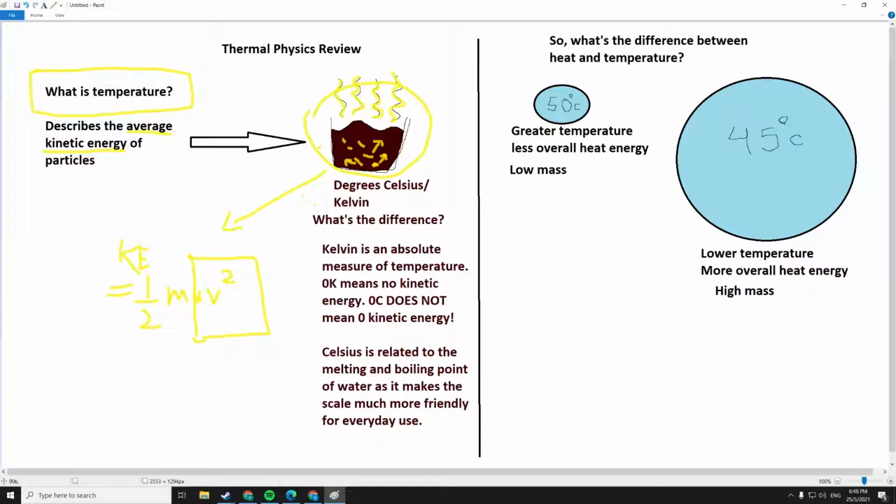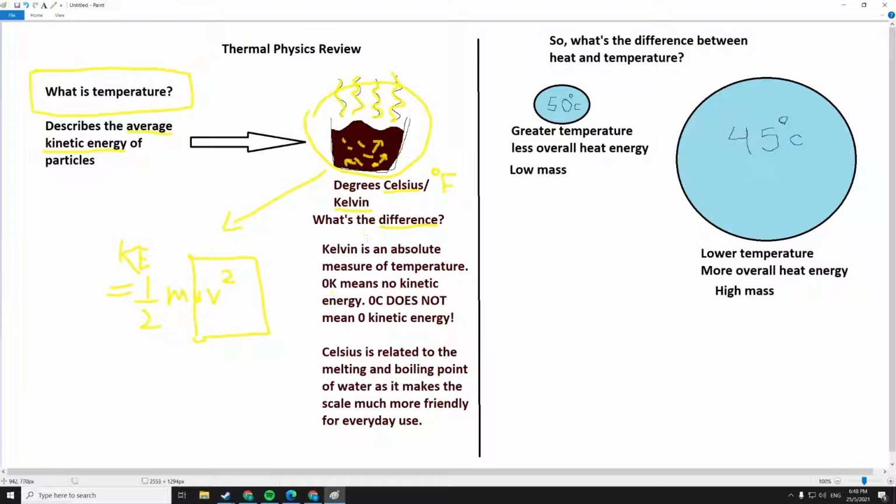And so we measure temperature in the units Celsius and Kelvin. You should all be familiar with Celsius. That's what we use in our everyday lives. Maybe you use Fahrenheit, but we don't talk about that in physics because those are stupid forms of measurement. And what's the difference between the two? So Kelvin is an absolute measure of temperature or heat in an object, of the kinetic energy of a particle.